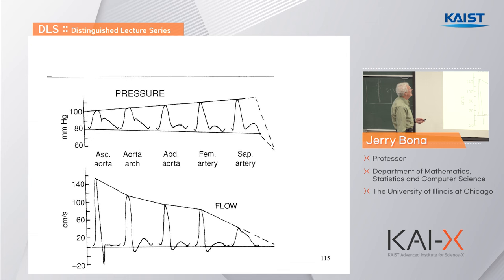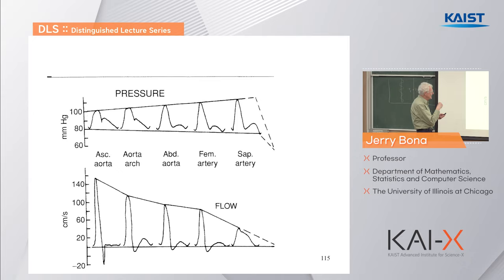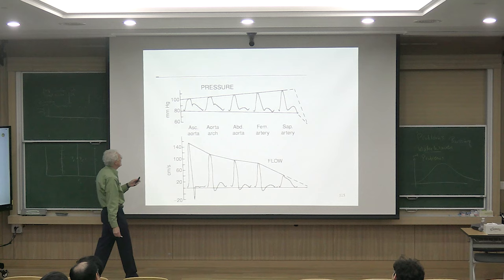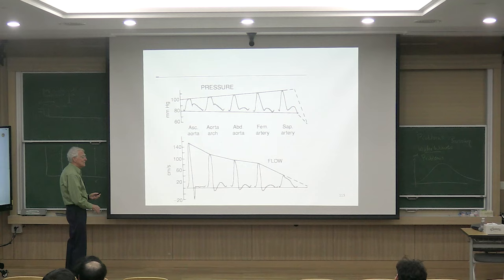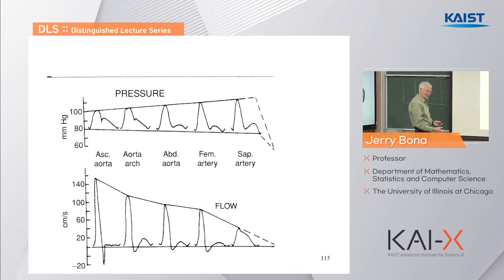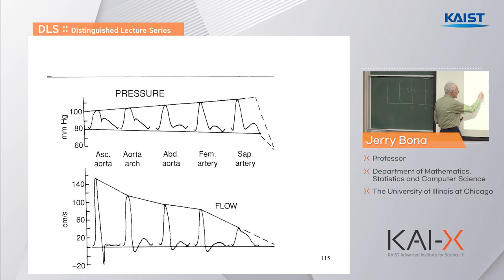Okay, so these are actual measurements, real live measurements of a living creature, not a human. This is the ascending aorta, the arch, the descending aorta, et cetera. And there, you see the pressure going up. That's what happens because they get smaller. The arteries get smaller. And the flow rate goes down, of course. So the question is, can we predict that?